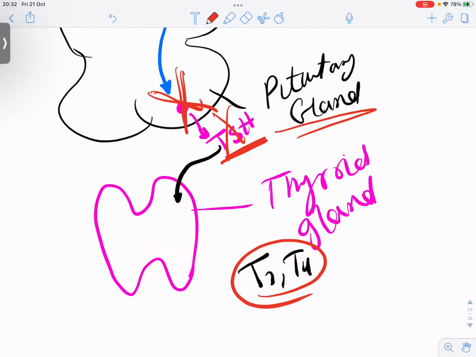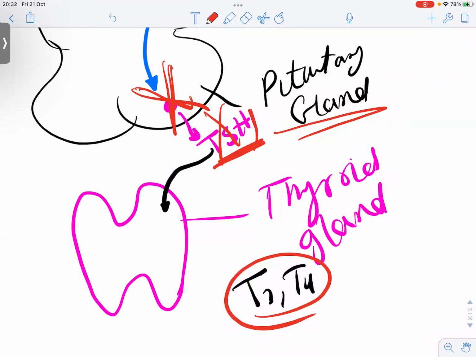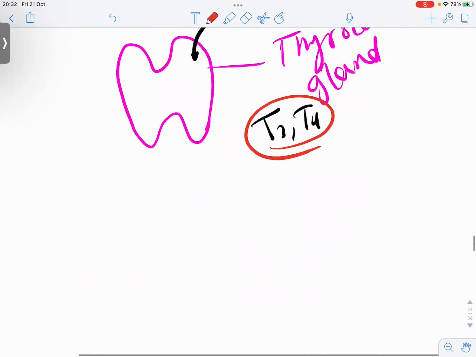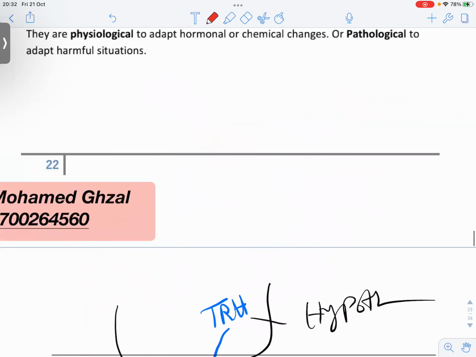Because when we explain the endocrine system, we will know that TSH plays a very important role in hypervascularity to the thyroid gland. It increases the blood supply to the thyroid gland. So TSH will not be secreted anymore, and the thyroid gland will not get the hormonal order or enough blood supply. So the cells will start to die off. It's called hormonal pathological atrophy.